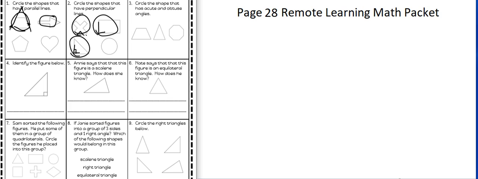Number three, circle the shape that has acute and obtuse angles. Remember, acute, that's an angle that is less than 90 degrees. Obtuse is an angle that is greater than 90 degrees. So we need to find a shape that has acute and obtuse.